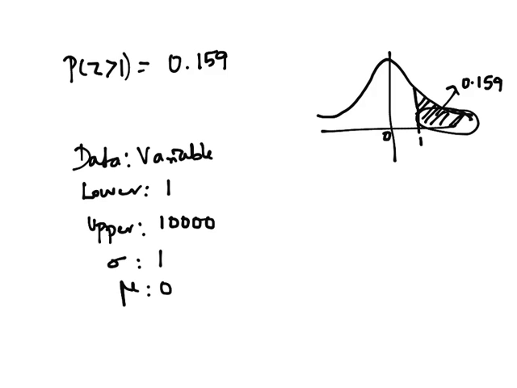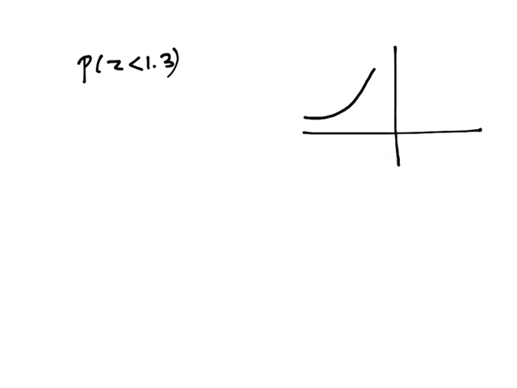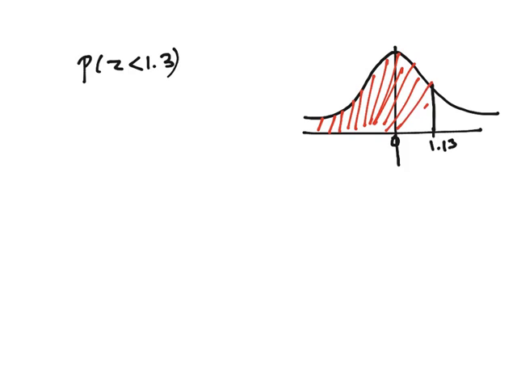Let us see another problem. Suppose I need to find p of z less than 1.3, for example. Then what will I do? I'll draw the y-axis and x-axis, and I'll draw this 0. So 1.3 will be on the right hand side of 0. So here it is 1.3, and I'll draw a line here. Now I require p of z less than 1.3, which means I require this area. So don't you think this answer will be more than 0.5? Yes, definitely it will be more than 0.5. So let me find out.